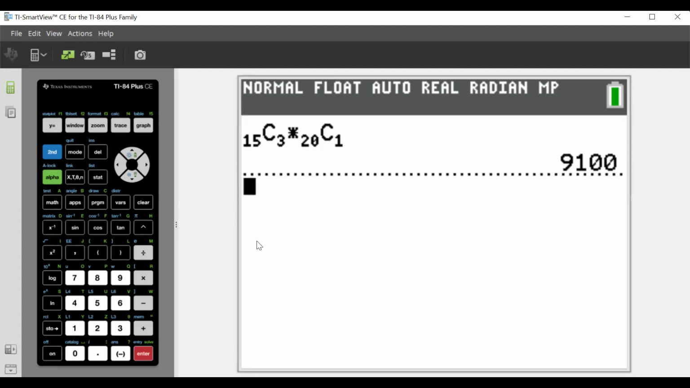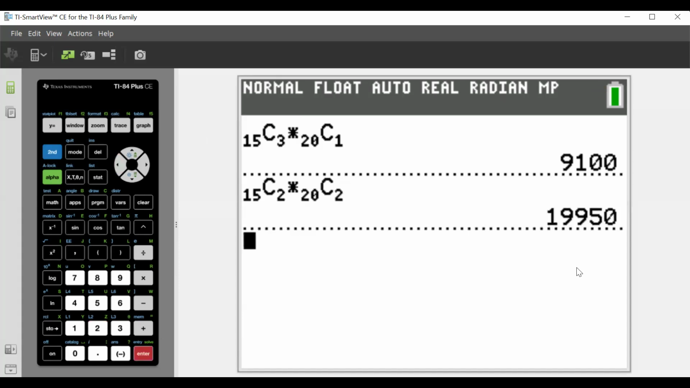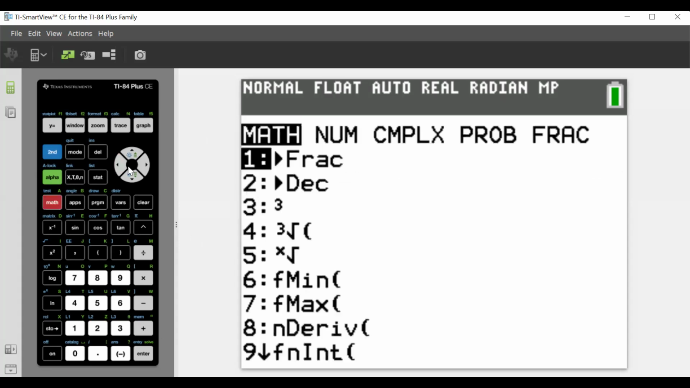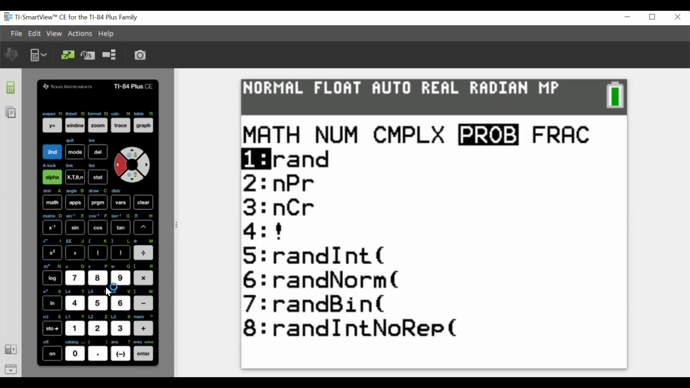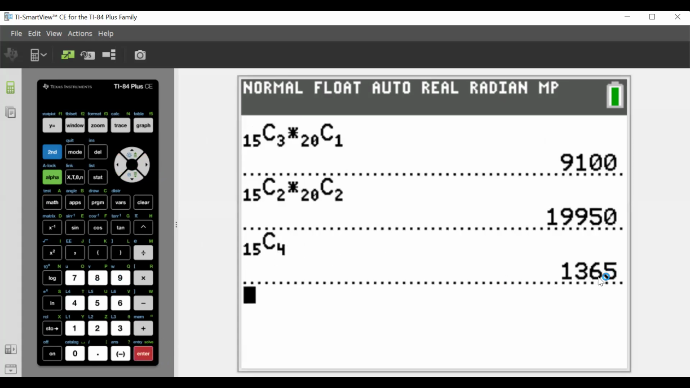All right. So the next one was we're going to two out of each department. So let's change that and say, okay, we're putting two from here. And again, this is a cheating way to make it so you don't have to type it all again. And so we get 19,950 here. So then our next one we can just type, it's probably easiest. So it's going to be 15C4. And so we get 1365.